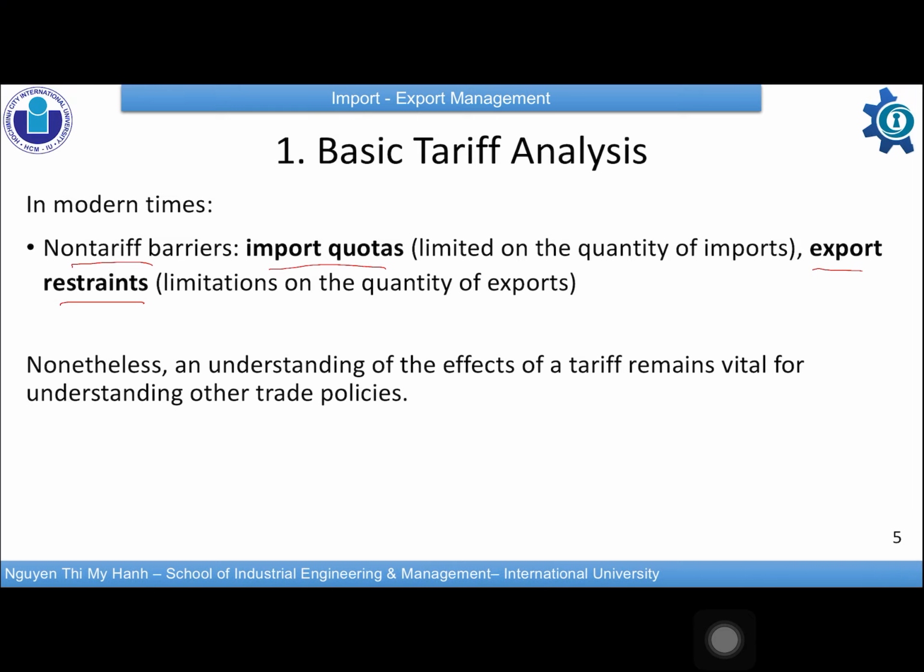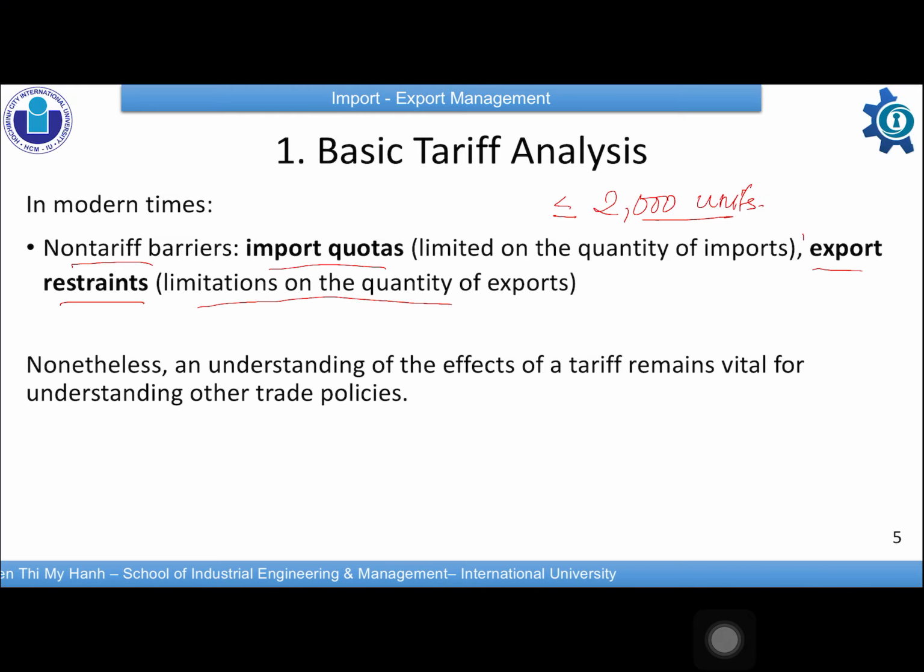For example, you can import, but it can't be larger than a certain quantity, for example 2,000 units. The maximum quantity of imports they can reach is 2,000. So they put a limitation on the import quantity. The second one is export restraints. It means they put a limitation on the quantity of exports.